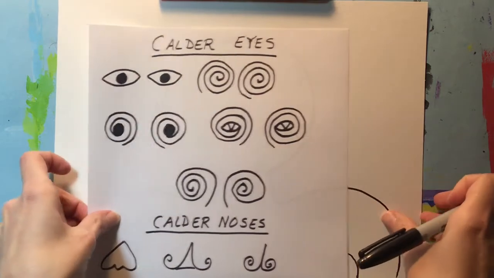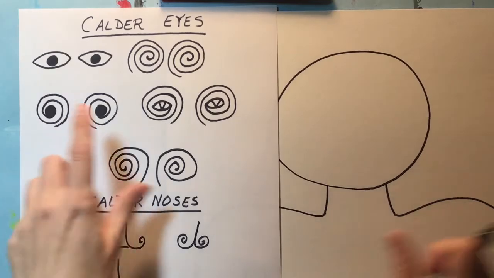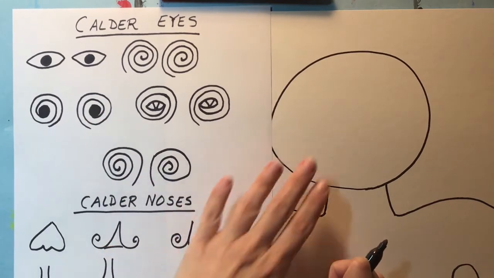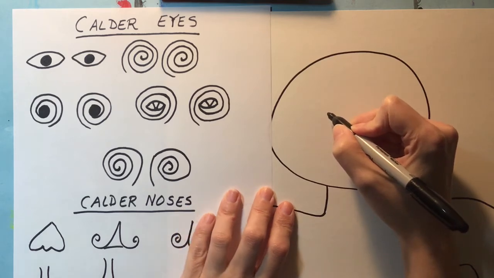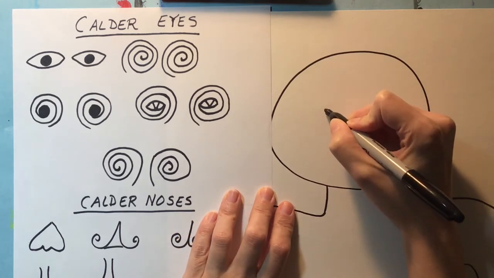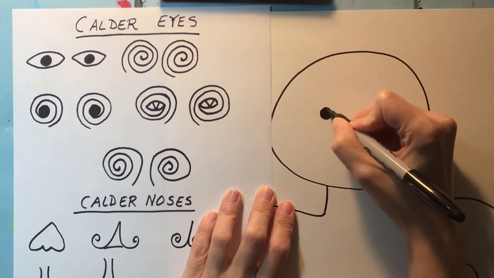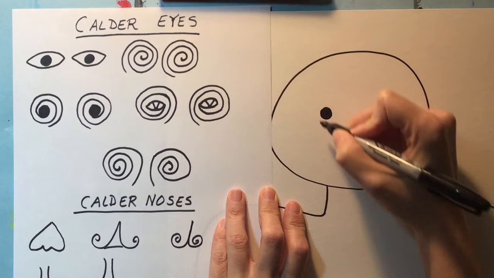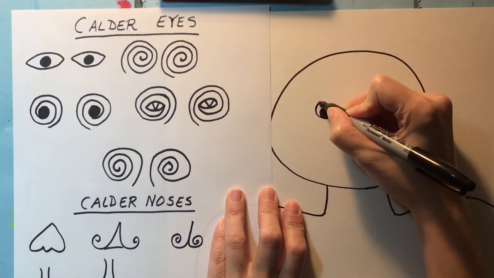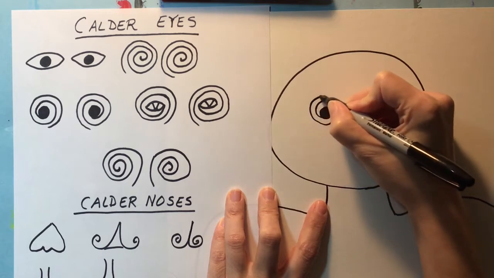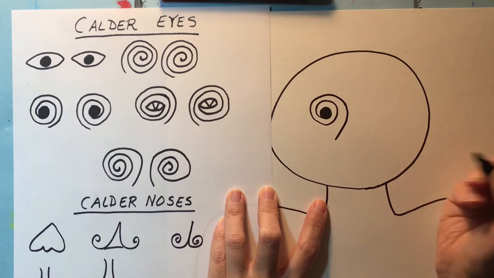sort of shift my paper over a little so that I can see both the example of the types of eyes and my picture. And I'm going to put my eyes for my figure right about here. And I'm going to start that particular style by making a black circle. And then this one is going to have the swirl that comes out of it, and it goes around, and then it goes kind of down like that.